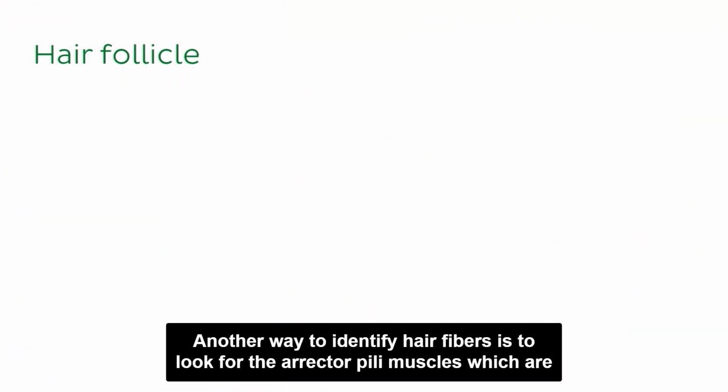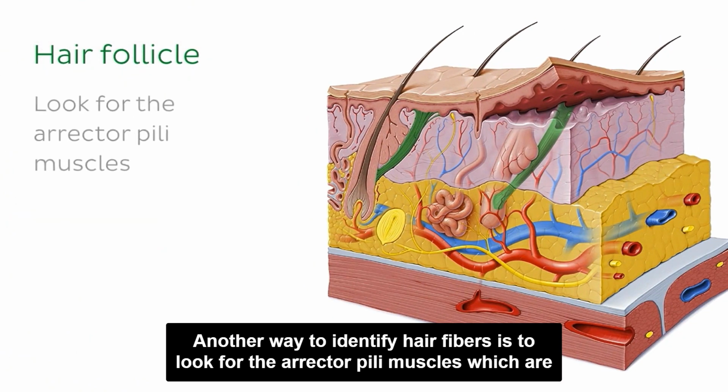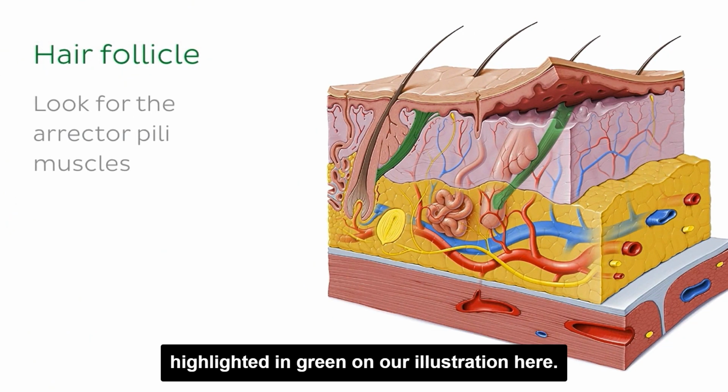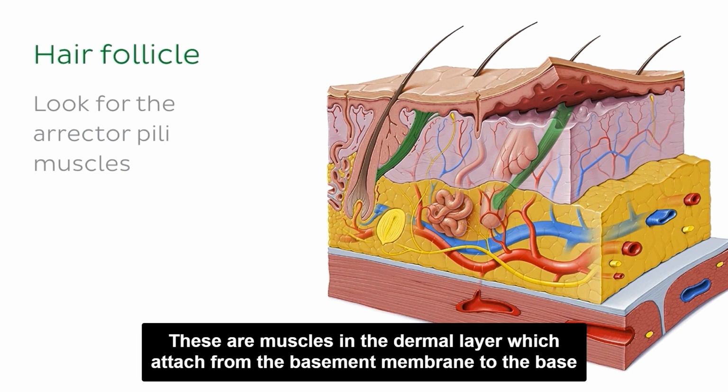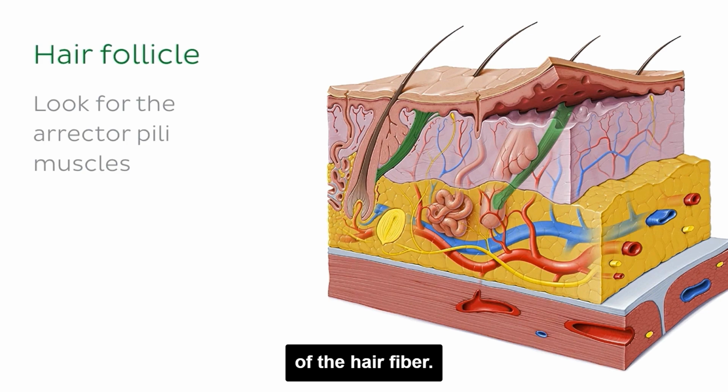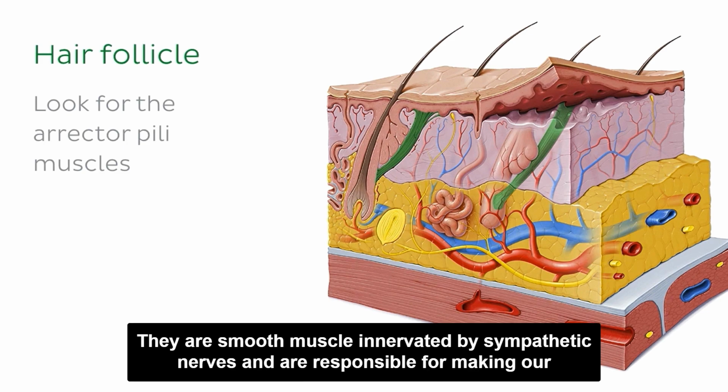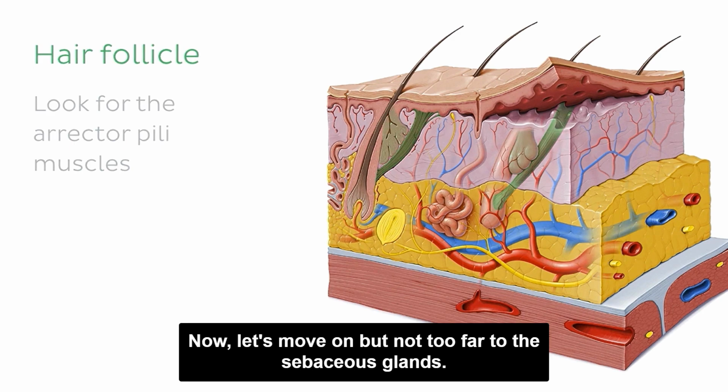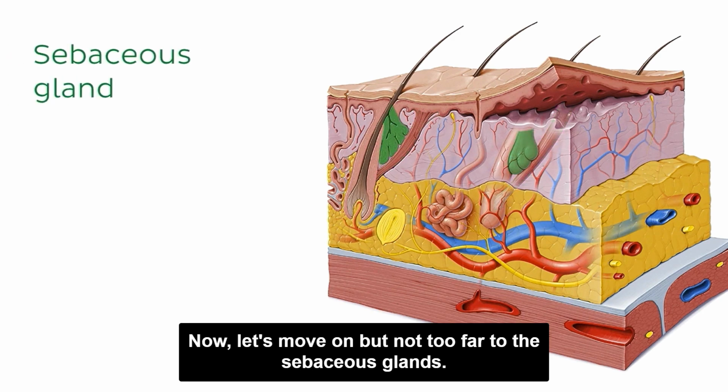Another way to identify hair fibers is to look for the erector pili muscles, which are highlighted in green on our illustration here. These are muscles in the dermal layer which attach from the basement membrane to the base of the hair fiber. They are smooth muscle, innervated by sympathetic nerves, and are responsible for making our hair stand on end. Now let's move on, but not too far, to the sebaceous glands.